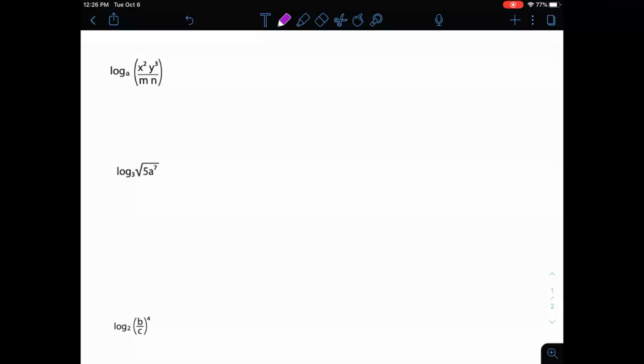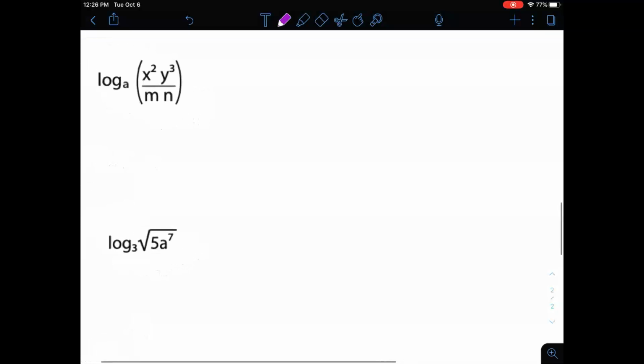Okay, so putting it into individual simplified logarithms here. If I look at this first problem, notice you've got exponents, you've got multiplication in the numerator, and you've got multiplication in the denominator. So the thing that I can tackle here easily is splitting that fraction up. My first step here is going to split that fraction.